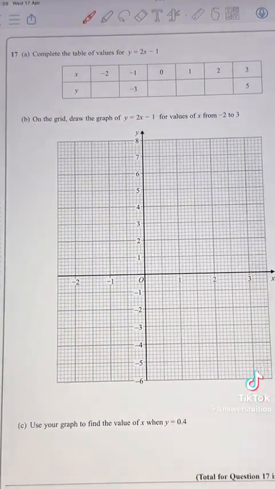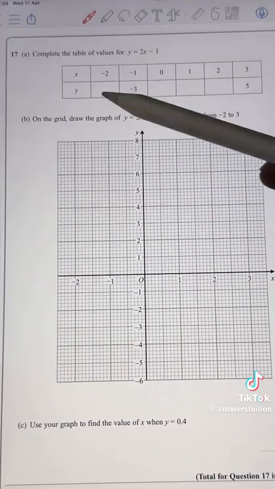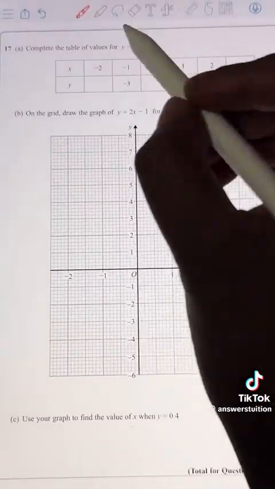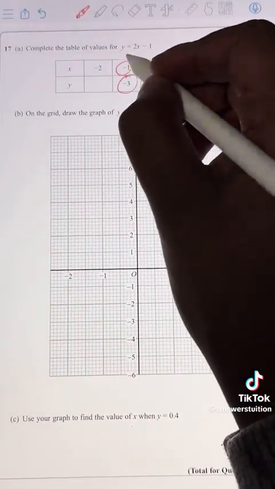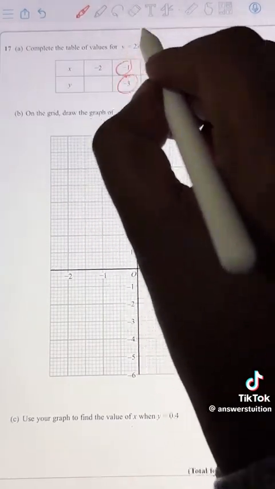Let's go. So it says, complete the table of values for y equals 2x minus 1. On the grid, draw the graph for values of x from -2 all the way up to 3. How do we do this? I wonder. What I'll do is use this one here, the one that they've already given us the answer for, to show you how to do it.